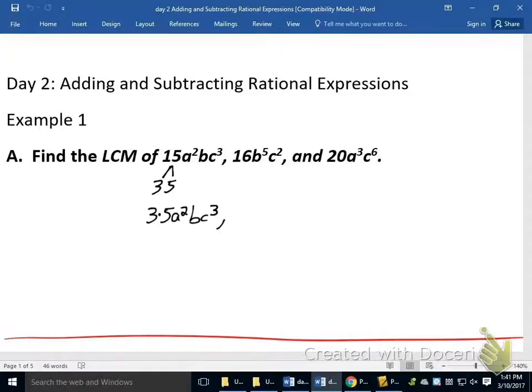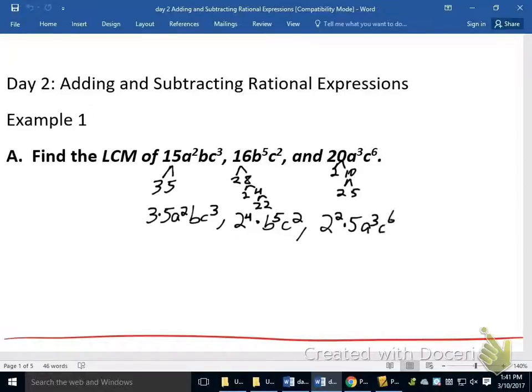The 16 is going to be 2 times 8, which is 2 times 4, which is 2 times 2. So it's going to be 2 to the 4th times b to the 5th c squared. And for the 20, I'm going to have 2 times 10, which is 2 times 5. So I'm going to have 2 squared times 5, a to the 3rd, c to the 6th.